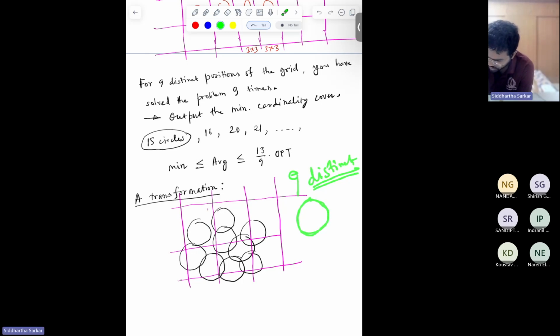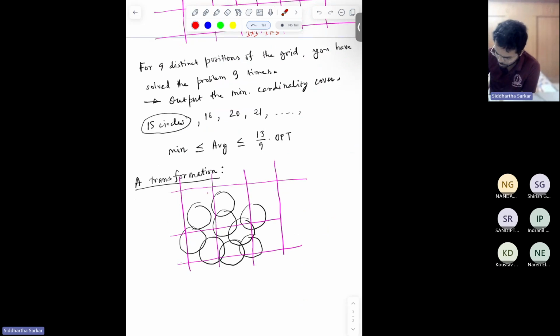Okay, so now we have to do a very clean job. We have to count, for a given circle in the optimum, out of the 9 distinct configurations of the grid cell, how many configurations are going to intersect it, and how many configurations will be such that the circle is completely contained within one of the grid cells. Now we have to do a very clean job.